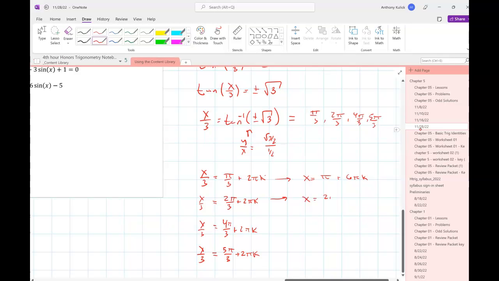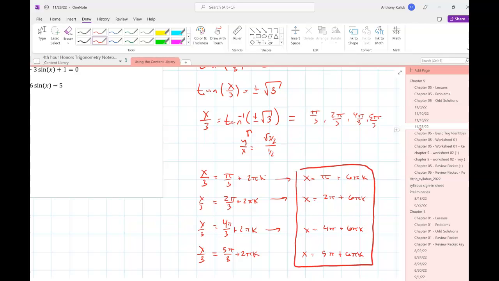And then 2 pi plus 6 pi k. And then I get 4 pi plus 6 pi k. And then I get 5 pi plus 6 pi k. So that's my infinite solution. I think that's, what is that, part B?